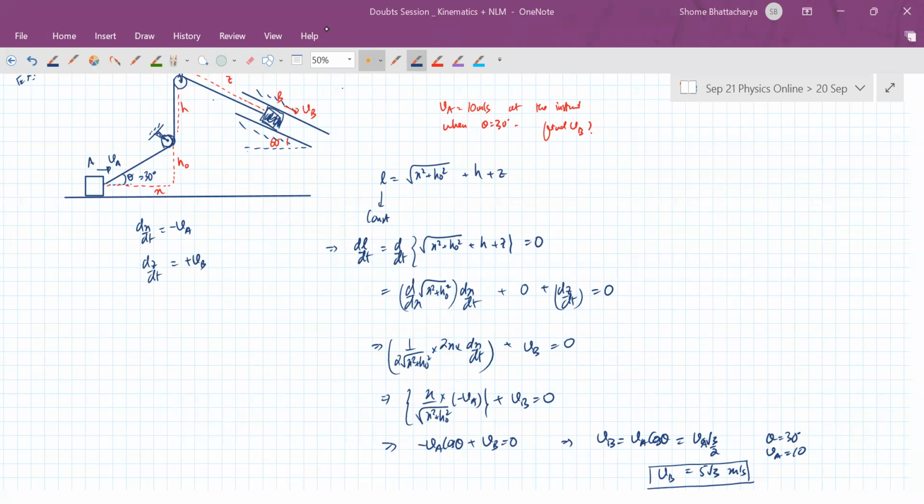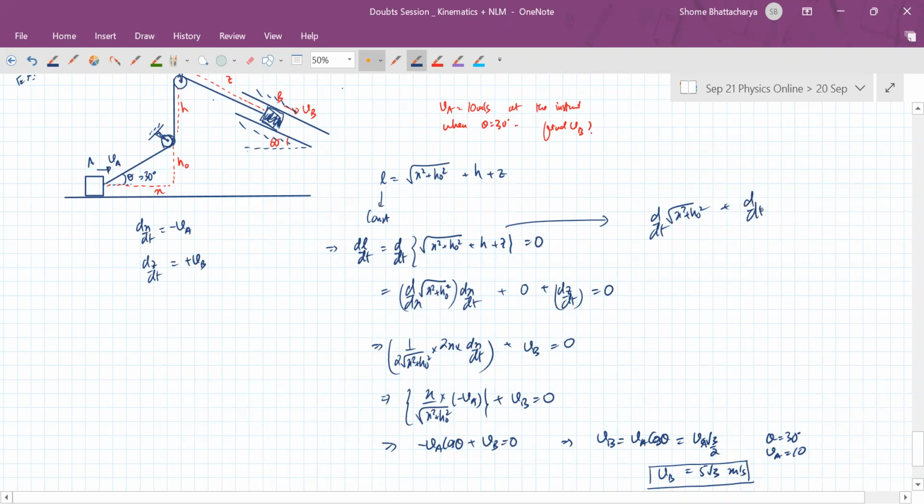Sir, how did you get that dx by dt in the second step? Chain rule, beta. When I open this bracket, I'm writing differentiation with respect to time of the square root of x square plus h naught square, plus differentiation with respect to time of h, plus differentiation with respect to time of z. Now this term is 0, but here I have to use chain rule, because this is a function of x and I'm differentiating it with respect to time. So by chain rule, I can write it as differentiation with respect to x of f of x into dx by dt. Understood now?